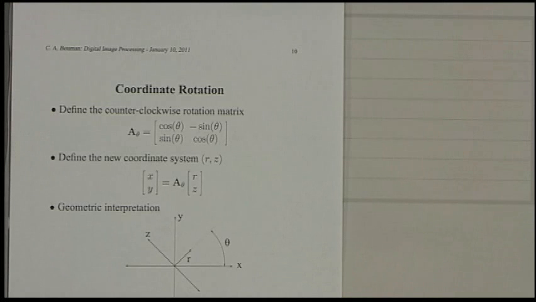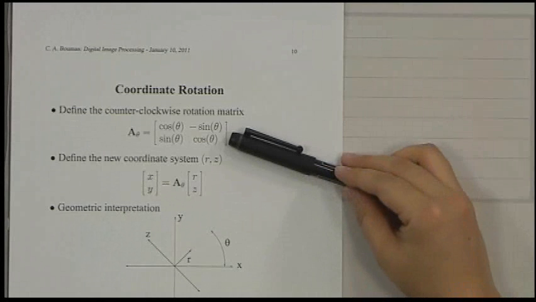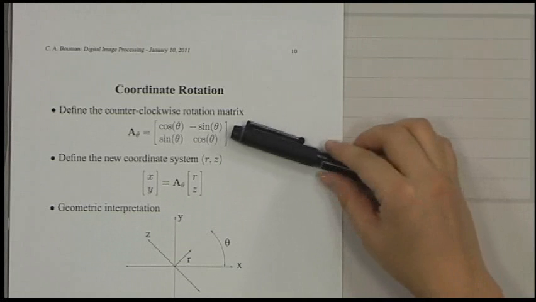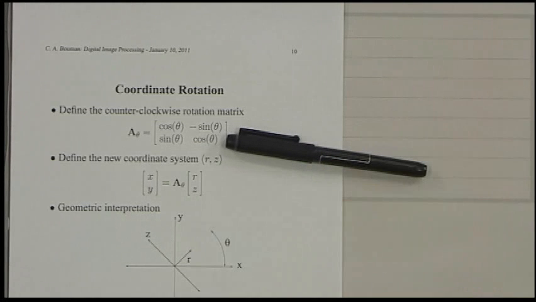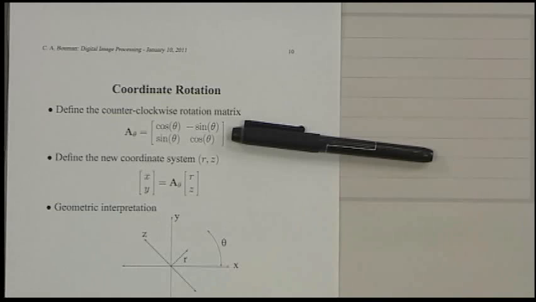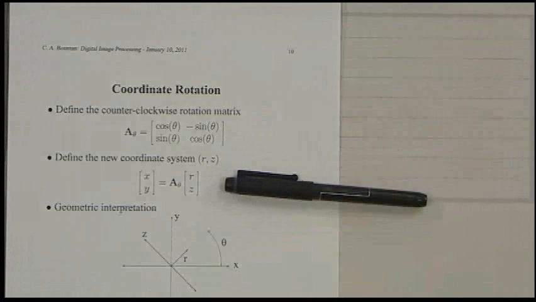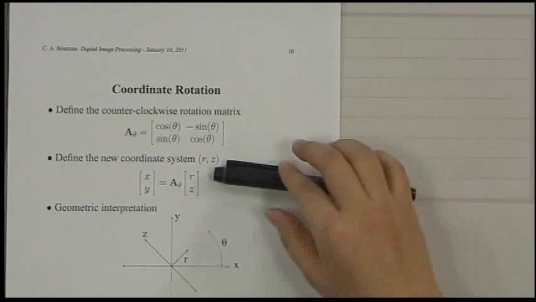So before I introduce the Fourier slice theorem, first I want to introduce our coordinate rotation. And I think most of people are familiar with this matrix. Okay, now we are on the page 10. I think Professor Bouman finished up page 9 last week. So this is the counterclockwise rotation matrix. And then we define the new coordinate system, (R,Z), like this. And what does this mean?